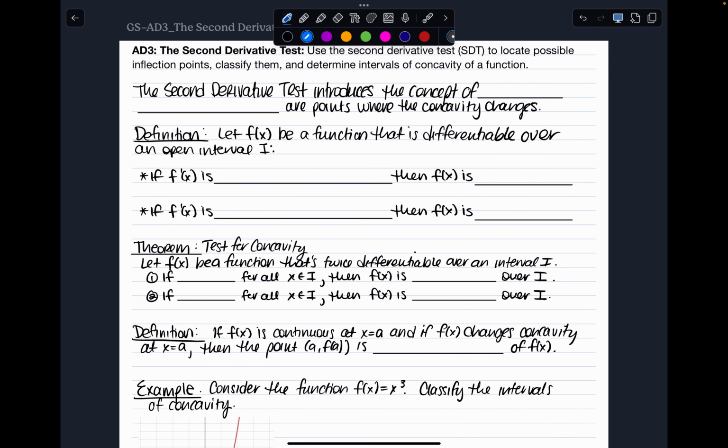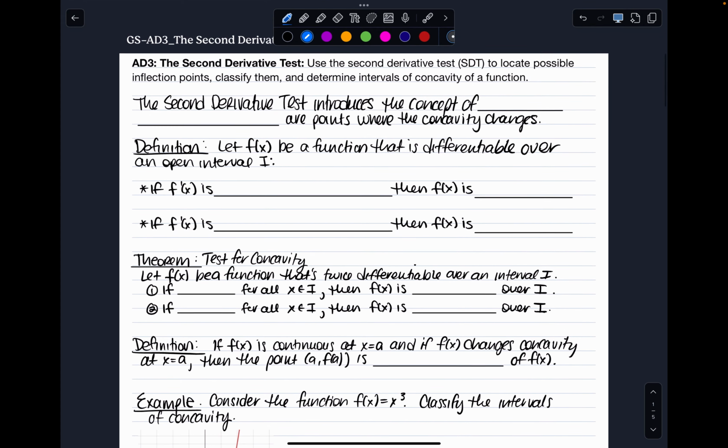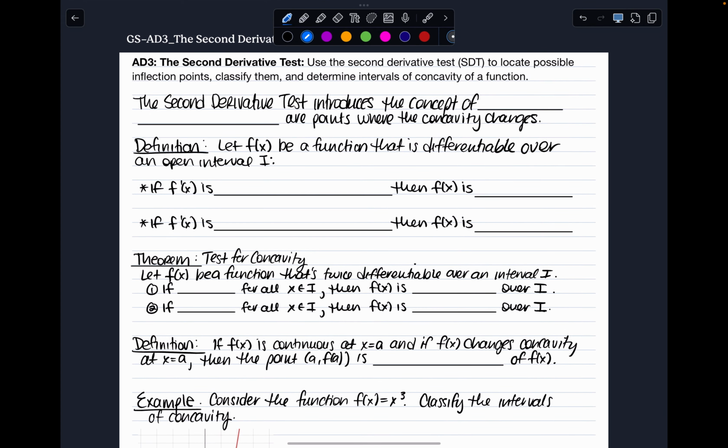Hello students! In this video we are going to discuss the guided study for learning target AD3, the second derivative test. In this learning target we are going to use the second derivative test to locate possible points of inflection and determine intervals of concavity of a function.